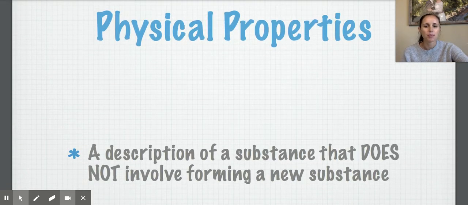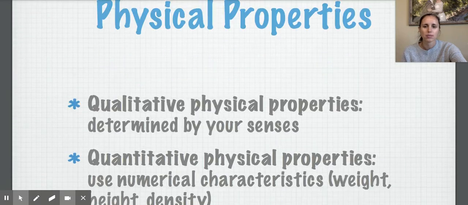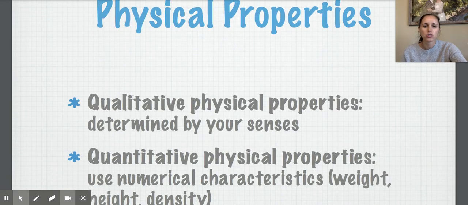Let's start by talking about physical properties. A physical property is a description of a substance that does not involve forming a new substance. So it's you actually describing that substance without actually making any changes to it. There are two different types of physical properties. There's qualitative and there's quantitative.